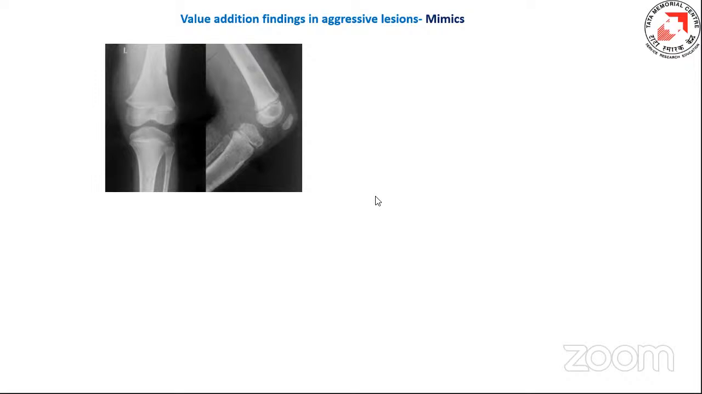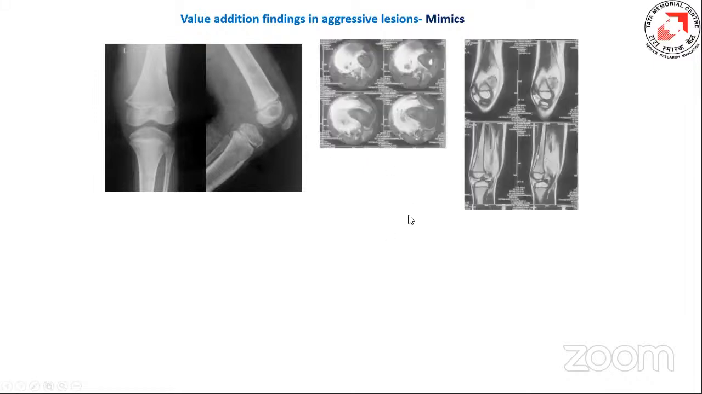Sometimes we will miss the finding on the X-rays, and MR will help in formulating the diagnosis. You can see on the MR a T1 and T2 hypointense lesion with an exuberant amount of edema in the soft tissues. If you have that kind of picture, and there is a history of trauma, one has to think whether we are dealing with myositis ossificans.